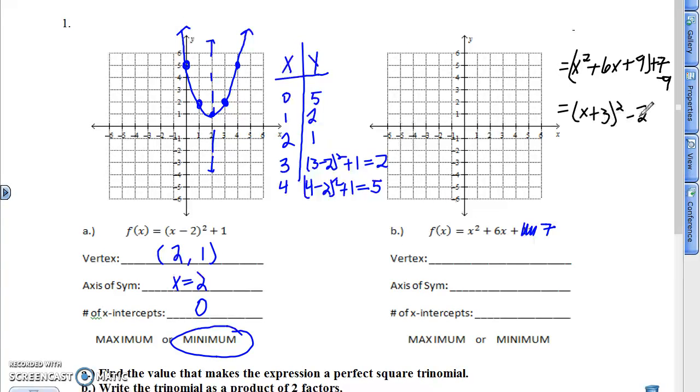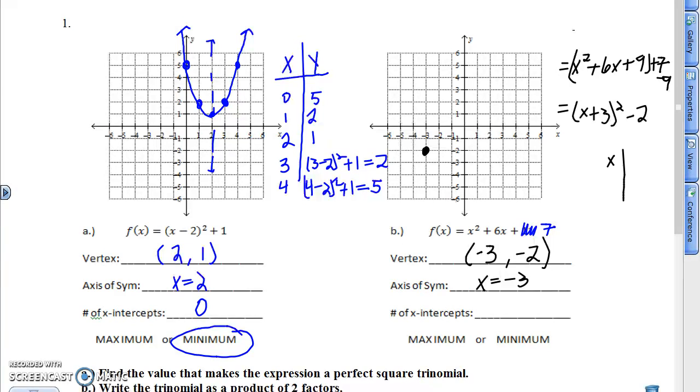x plus 3 squared minus 2 would give me a vertex at, since this is plus 3, my x-coordinate is the opposite, so that's negative 3, and minus 2 is still negative 2, making my axis of symmetry at x equals negative 3. So (negative 3, negative 2). This is positive, so it's going to open up.